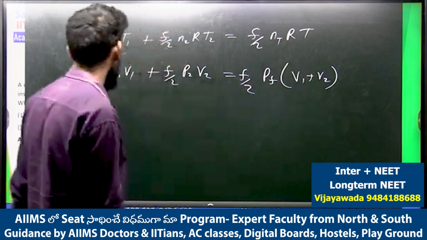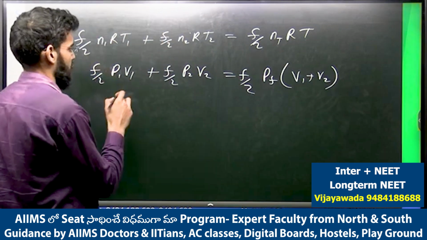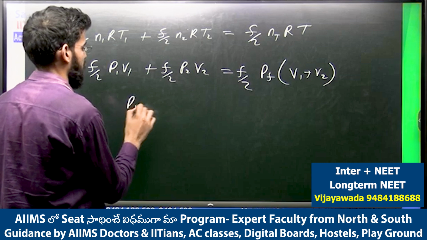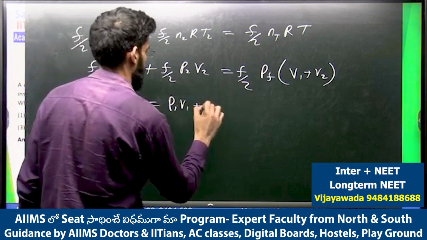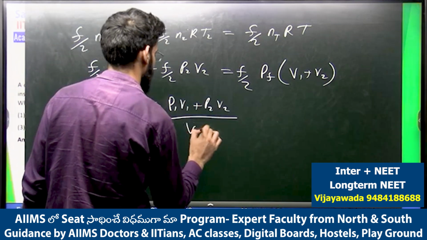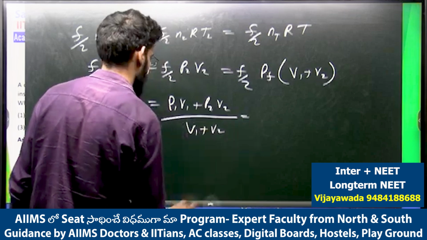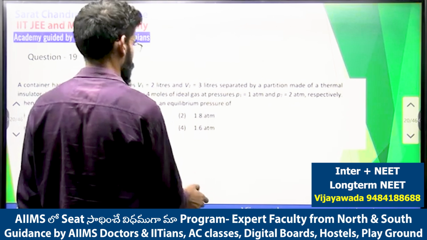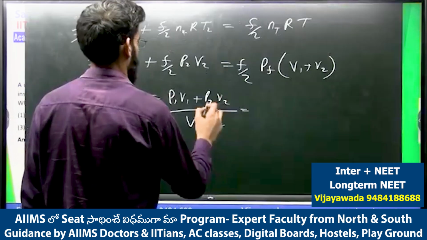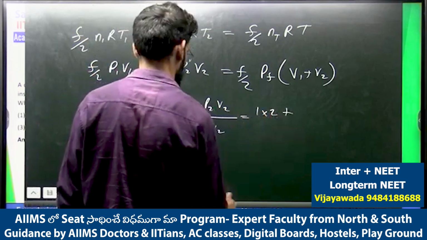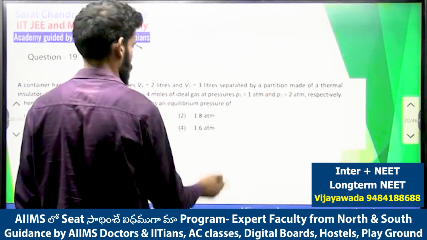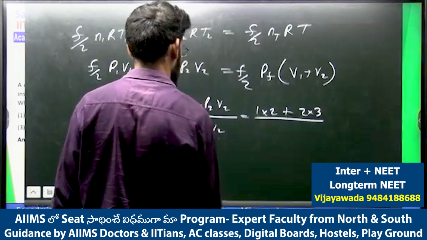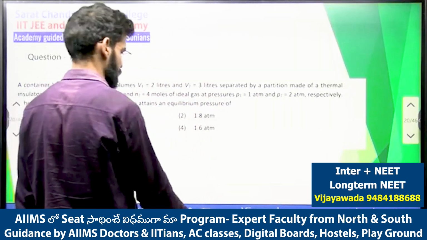PV equals to nRT. F by 2 cancel out. So P1 V1. So P final came what? Nothing but P final is nothing but P1 V1 plus P2 V2 divided by V1 plus V2. So put the value P1, P2. P1 V1 is 1 into 2 plus P2 V2. P2 V2 is what? 2 into 3, divided by V1 plus V2, that is 2 plus 3.